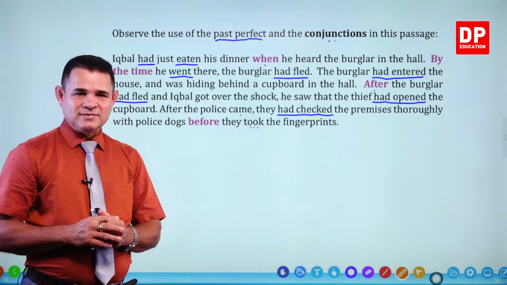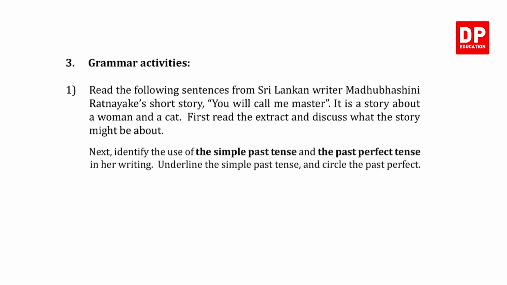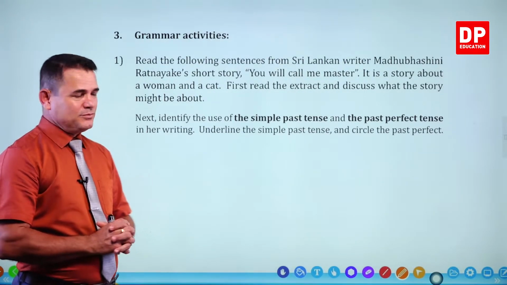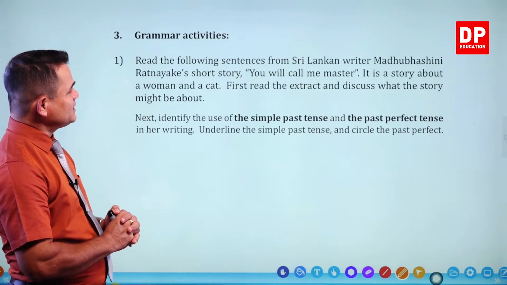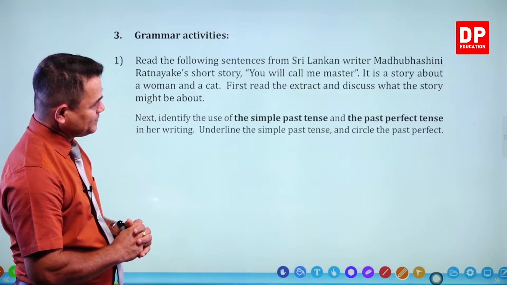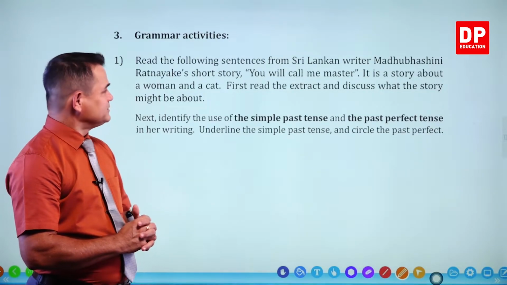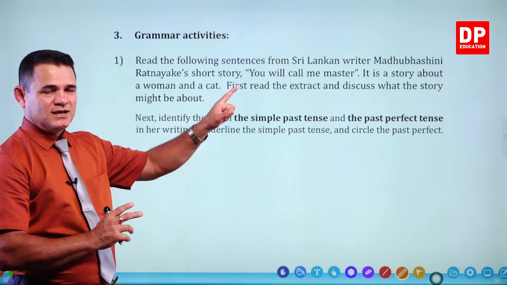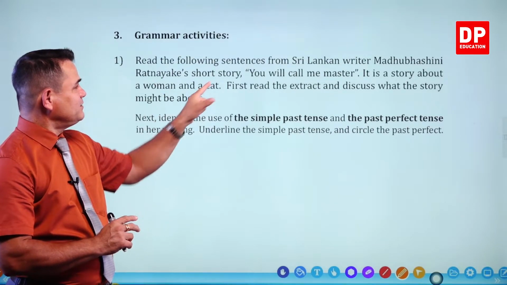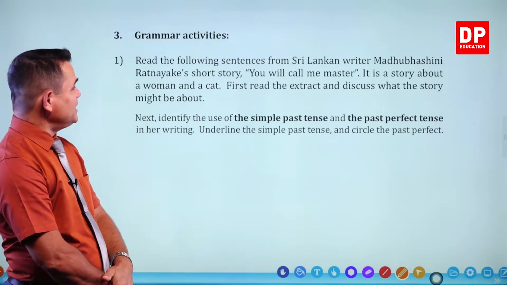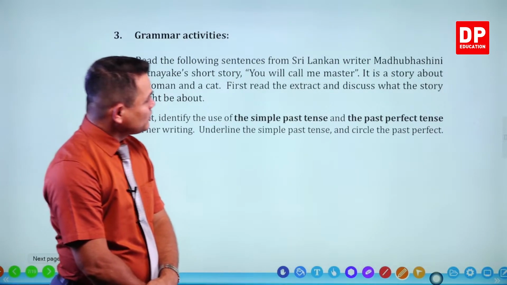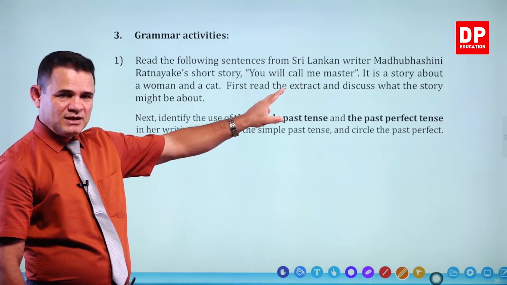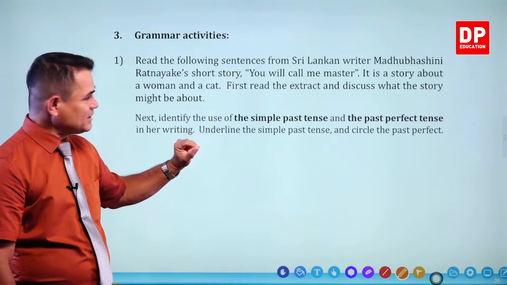Right? Very important. And now a small activity, if you understood past perfect, then past perfect theruna nan podi activity ekak balamu. Read the following sentences from Sri Lankan writer Madhubhashini Ratnayaka's short story. Yage short story ekak keti kathawaka. මේ වාක්‍ය ටිකක් කරන් තියෙන්නේ. බලමු අපි ඔය කියලා and you will call me monster. That is the name of the short story. Short story නම මෙන්න මේ short story එකකින් ගත්ත කොටස් ටිකක් තමයි තියෙන්නේ.